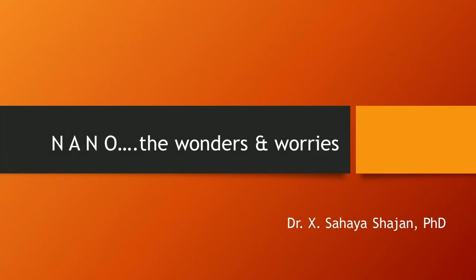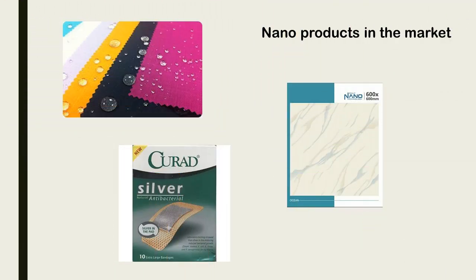Nano. This word has common usage in our daily life. We see many products in the market in the name nano in one way or other. To mention a few, we can see nanomaterial coated fabric, nano silver coated clinical plasters, nanoparticle coated floor tiles, and so on.